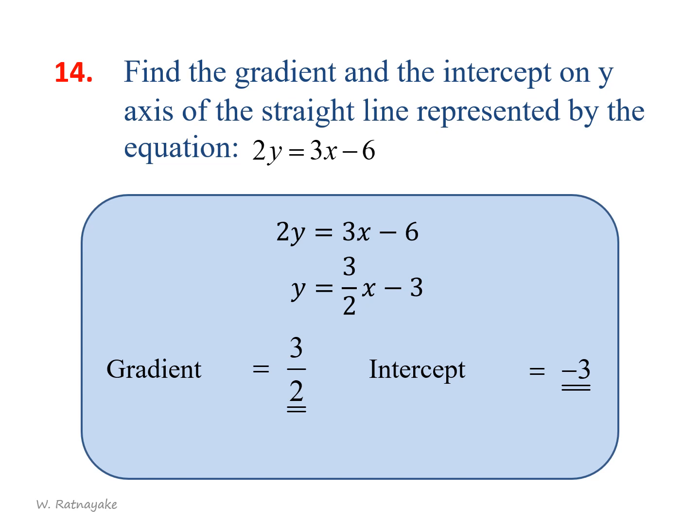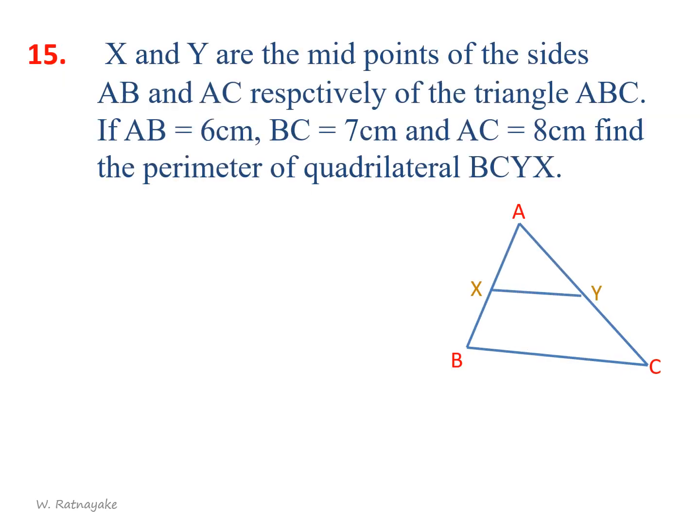Now we will go to question number 15. Question number 15 is about the midpoint theorem, that is, X and Y are the midpoints of the sides AB and AC respectively of the triangle ABC. If AB equals 6 centimeters, BC equals 7 centimeters and AC equals 8 centimeters, find the perimeter of quadrilateral BCYX.